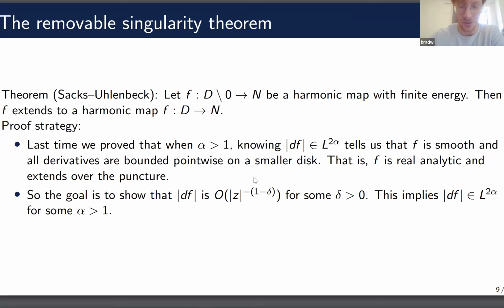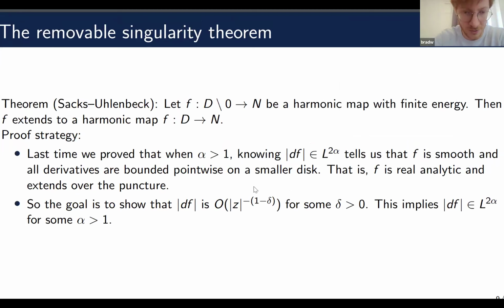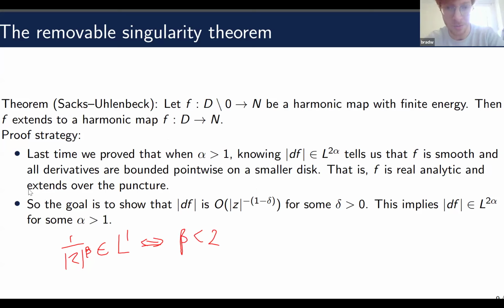The reason for that is because there's this fact that 1 over norm of z to the beta, let's use a different letter, beta, is well, this is integrable, so I guess just in L1, if and only if beta is less than 2 in this case, because that's the dimension of our domain.